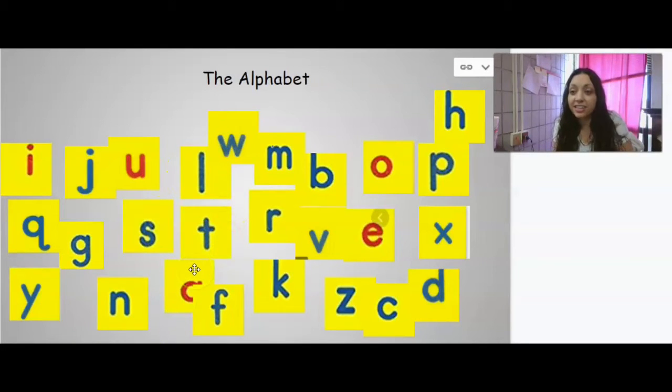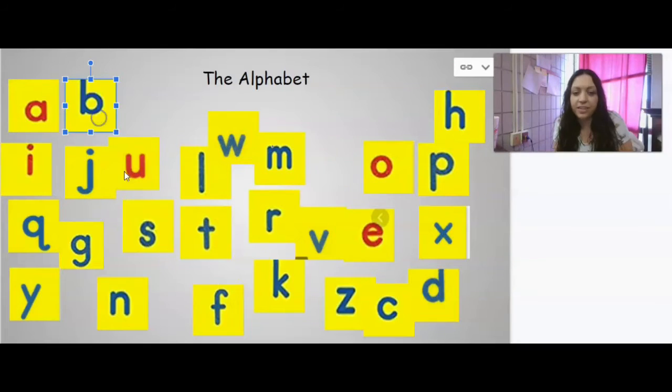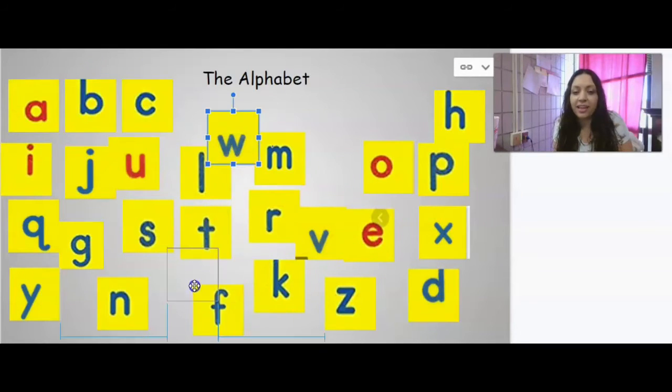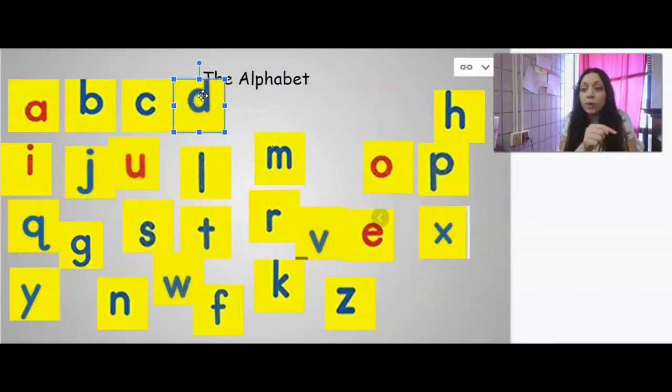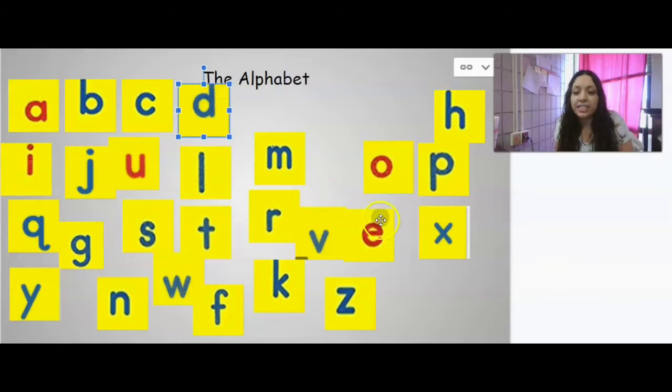So, what's our first letter? A. Good job. After A, B, perfect. Then C, good job. Then D, and we know this is D because it's turned around. We say, don't do that, D. After D, E, very good.